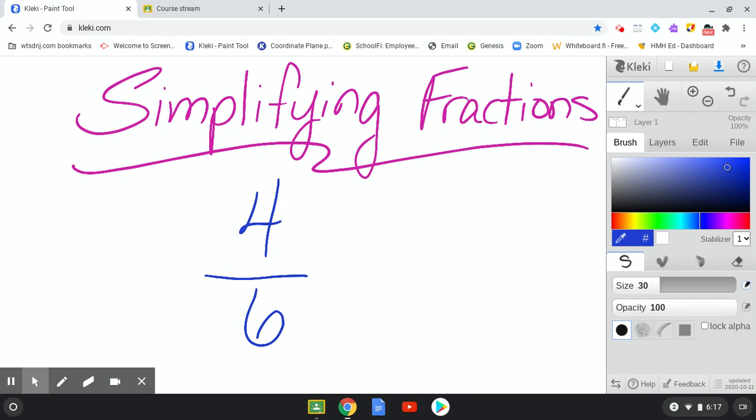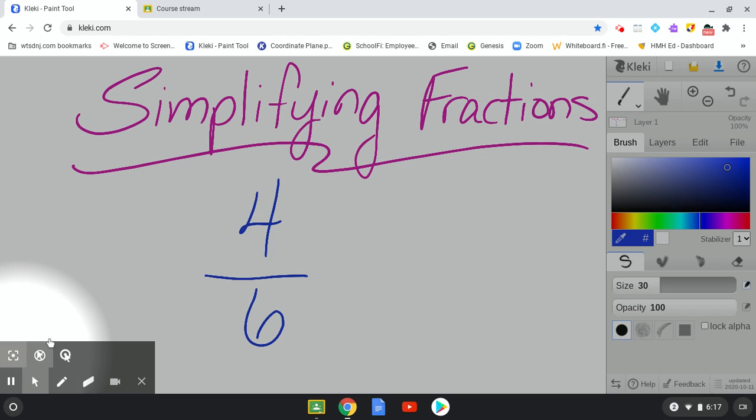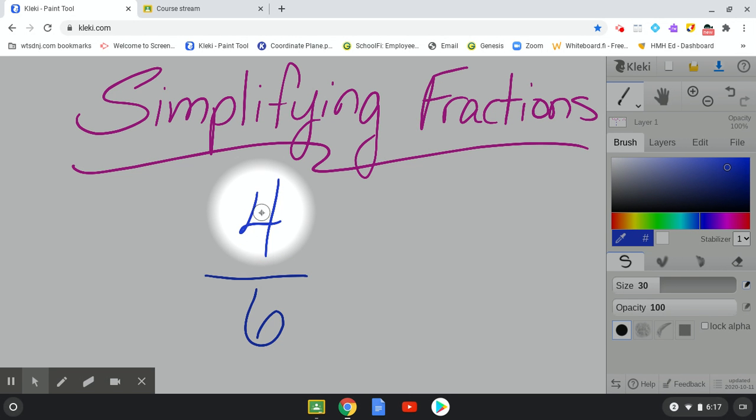I'm going to do a review on simplifying fractions, something that you should have learned in elementary school, but just in case you forgot. So I'm going to look here at my fraction. Remember, the top part of my fraction is called my numerator. The bottom part is called my denominator. So I can simplify a fraction if both the numerator and the denominator are divisible by the same number.